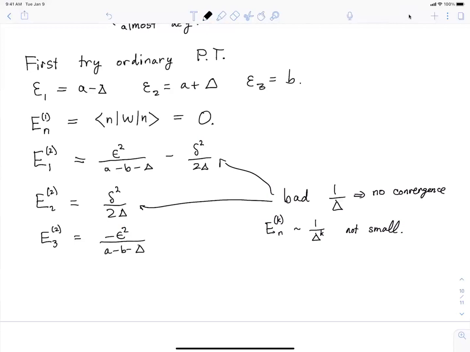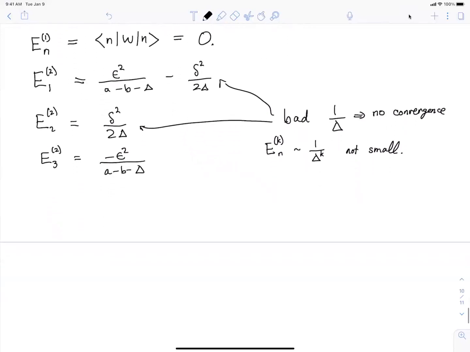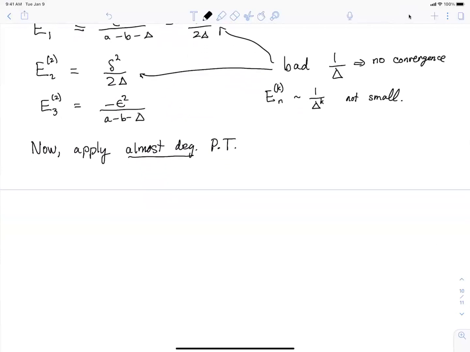Any questions so far, by the way? No? Okay. So now we're going to apply almost degenerate perturbation theory. Okay, and so we had a recipe up above for what we're supposed to do. The first thing we want to do is construct the projection operator onto the almost degenerate states.